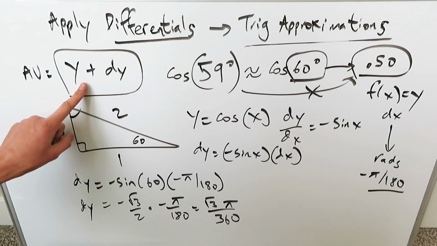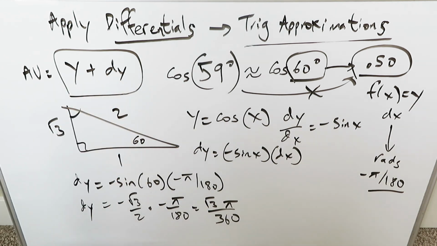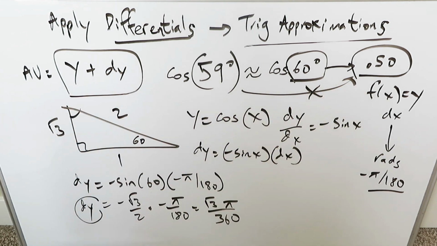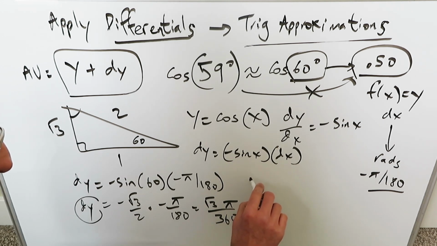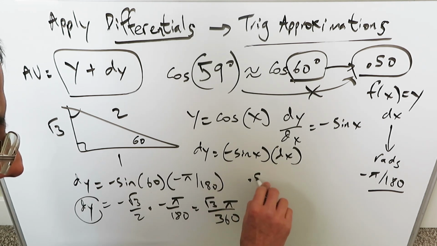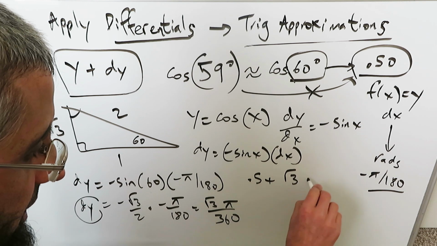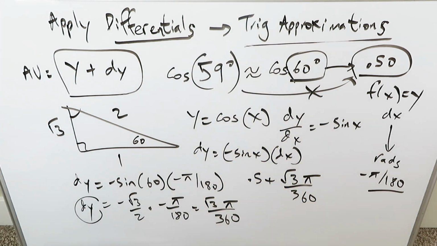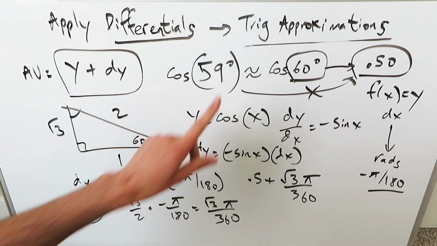I have here a y value and I have a dy value. I'll add them up. Now how do we take this to completion? I've determined my dy. These minuses cancelled out. They became a positive. I know my y, which is my output, f of x, output 0.5. I know my approximated value is equal to y plus dy, which is 0.5 plus root 3 pi over 360. You run this on your calculator, you'll have your approximated value for cosine 59.